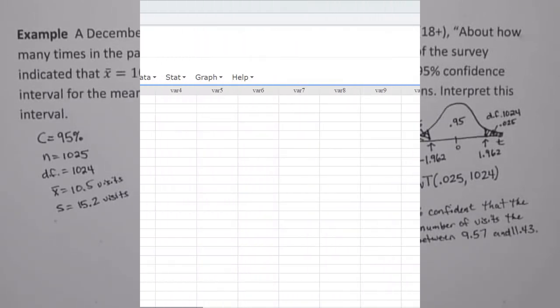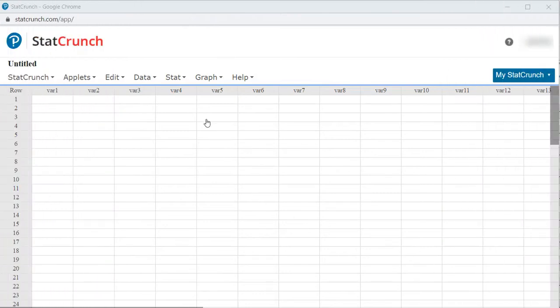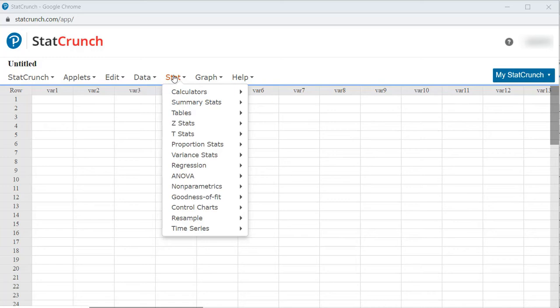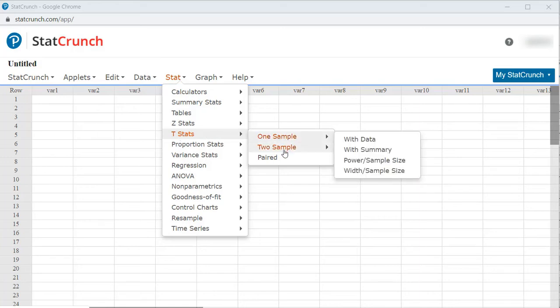In order to use StatCrunch to construct the confidence interval for the population mean, I choose Stat and T-stats. We use T-stats because we use the t-distribution to construct a confidence interval for a population mean. When I select that option, I get three choices here: one sample, two sample, or paired. In this case, we have one sample. When I select one sample, I have the options very similar to the same options that we had when we were constructing confidence intervals for proportions. I have the with data option, with summary information option, and then I have the two sample size options.